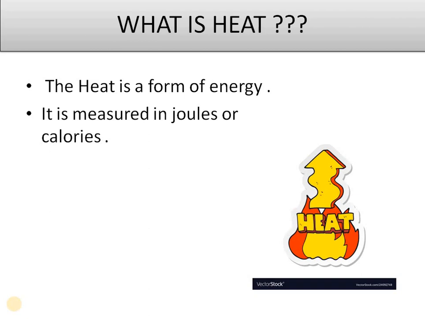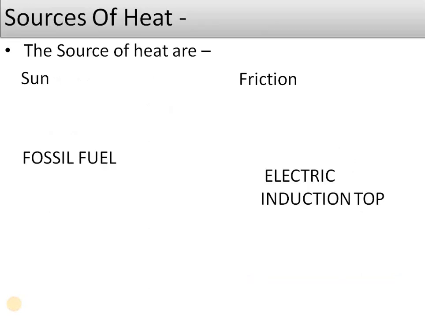Now let's see the various sources of heat. Some are natural, provided to us by nature, and some are man-made. Man has made some devices which generate heat. The first source of heat on screen is the sun. You heard about it in the previous classes, what the sun is and what all it does. The basic thing it does is give us heat and light.